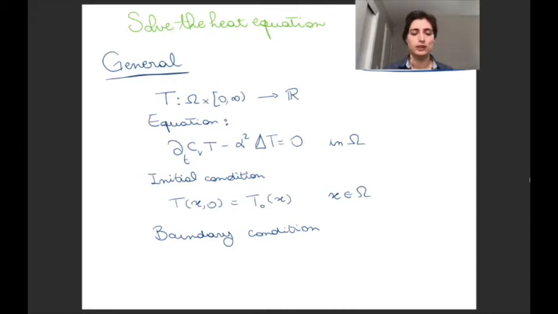It takes the derivative with respect to time of Cv times the temperature minus alpha squared delta T equals 0. And this has to be valid on all of omega, all the time. We also want to start with an initial condition, so we know that at time 0, the temperature has a specific value on every single element of omega. On top of this, we also want to impose some boundary conditions.